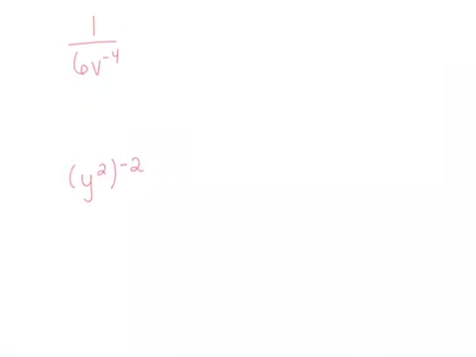Now in this example, my negative exponent is in the denominator. So what I want to do is take the thing with the negative exponent, which in this case is just the v, not the 6, and move it to the numerator. So I'm going to have v to the fourth on top, and then that 6 stays on the bottom. It just stays where it is because it doesn't have a negative exponent.